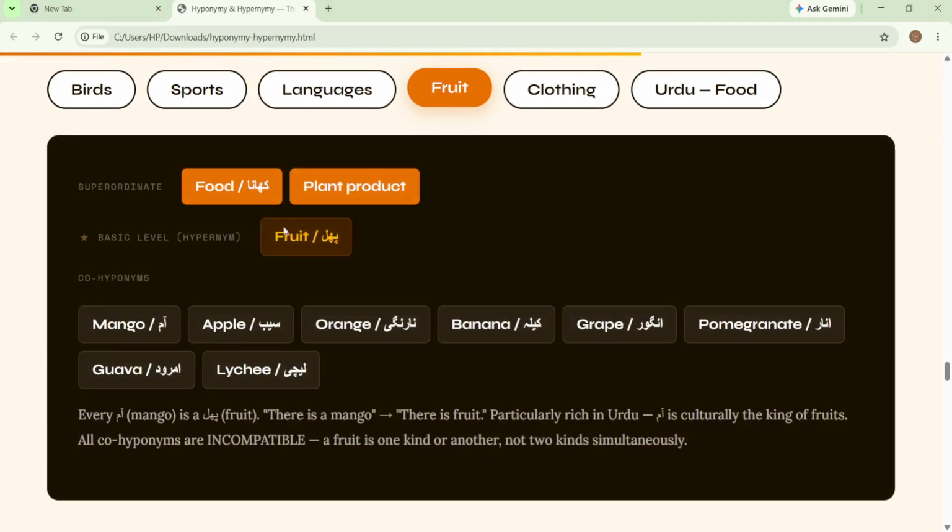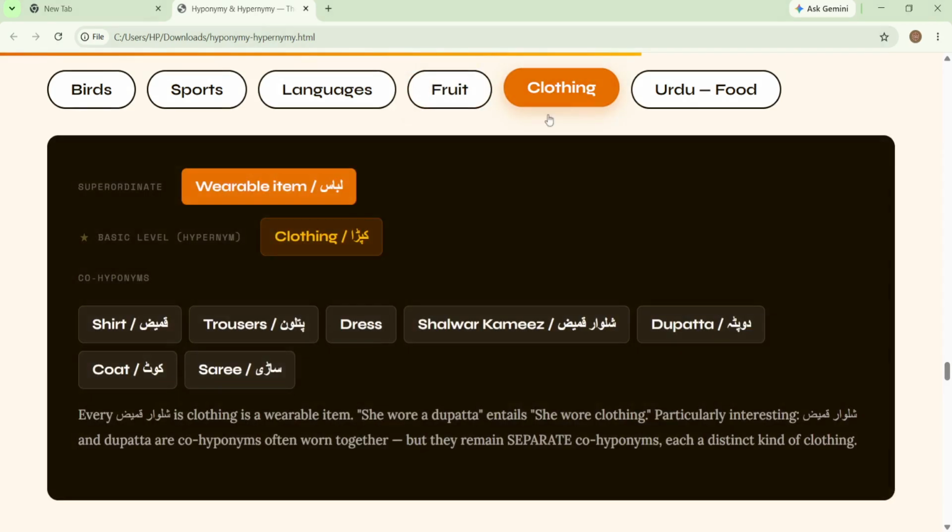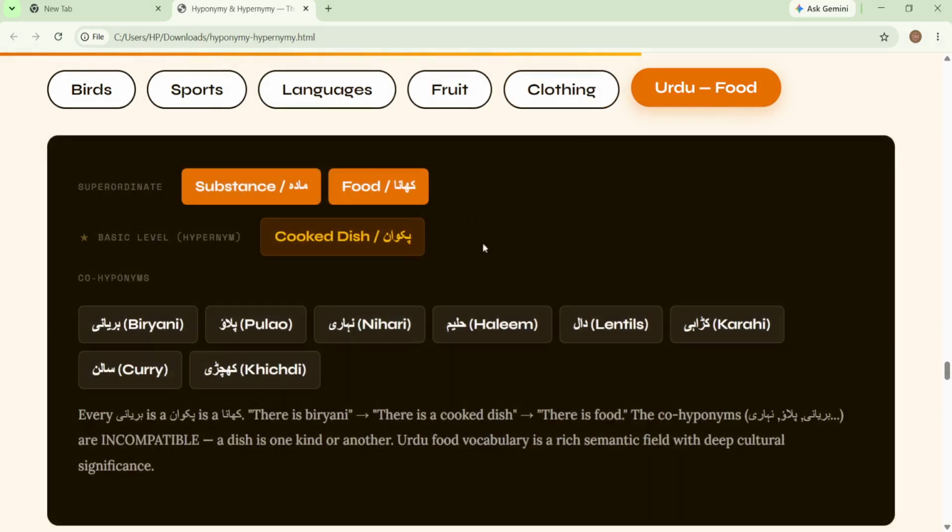Now let's look at fruit. Again the superordinate is food or plant product. We're going downwards, so the basic level is fruit, which is pulp. Then the co-hyponyms, which are the categories, are mango, apple, orange, banana, grape, pomegranate, guava, and lychee. Let's look at clothing. The superordinate is wearable items, the basic level is clothing, and co-hyponyms are shirt, trouser, dress, shalwar, kameez, dupatta, coat, and sari.